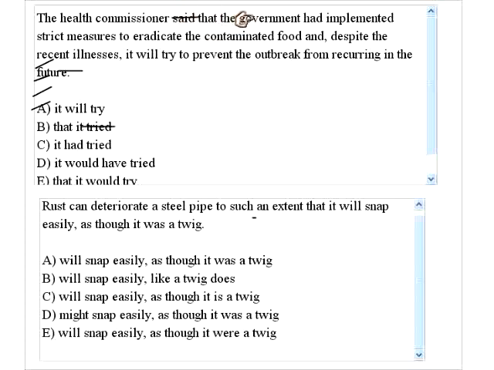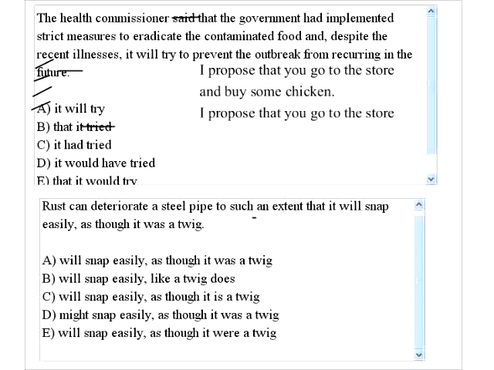Said that the government will. So the government had implemented, and yeah, I mean, we do want the that. That is a little bit confusing because I can say, I propose that you go to the store and buy some chicken. I propose that you go to the store and that you buy some chicken. They're both kind of okay.